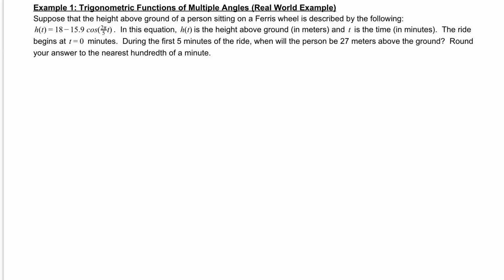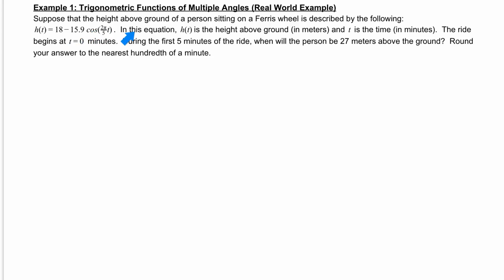Today we're going to work with trig functions of multiple angles using real-world examples. Example 1 says, suppose that the height above ground of a person sitting on a Ferris wheel is described by the following function. H of t is equal to 18 minus 15.9 times the cosine of 2 pi over 5 times t.